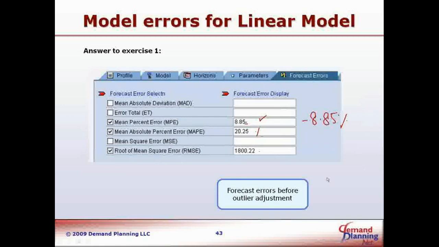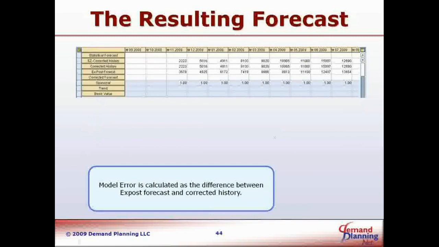just looking at the model errors for the linear model, right? So the model error, it said the MAPE is 20.25%, right? Think of these as percentages. Root mean square error is 1,800.22. The mean percent error is 8.85, but negative, right? I think it must be a German convention, so I don't really know German, so possibly Germans put the negative at the end. So it's negative 8.85%, right? So the mean percent error is 8.85% negative.